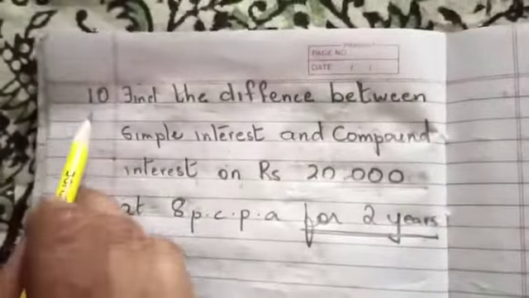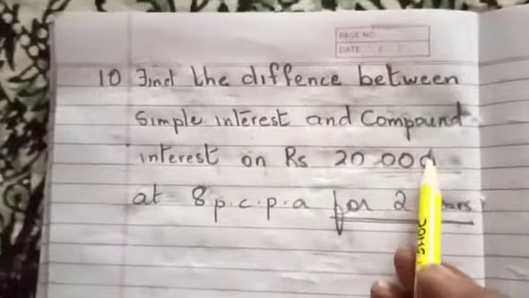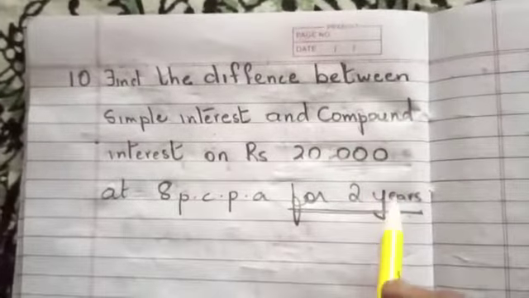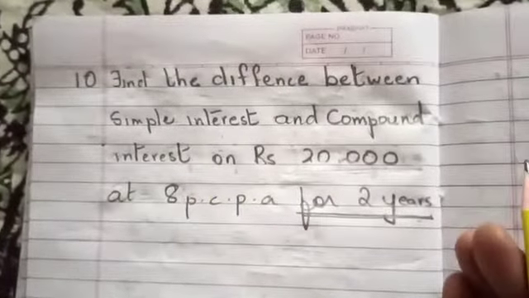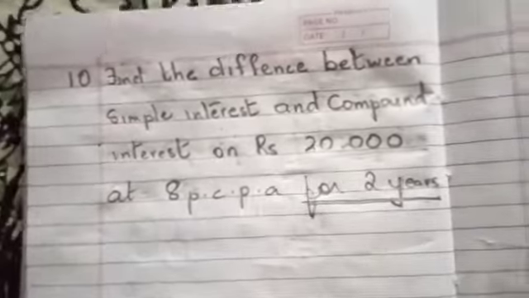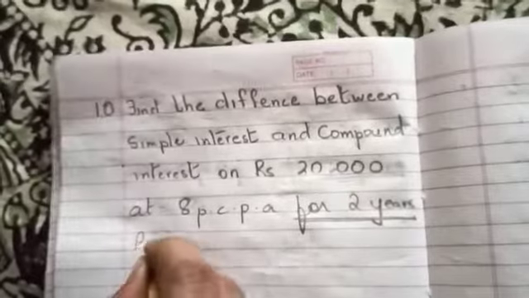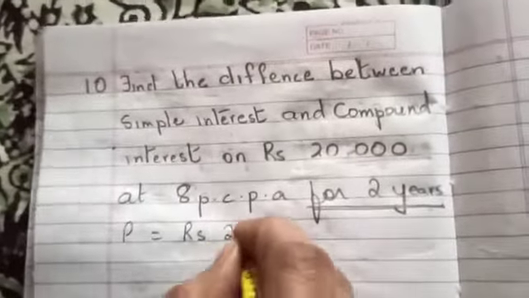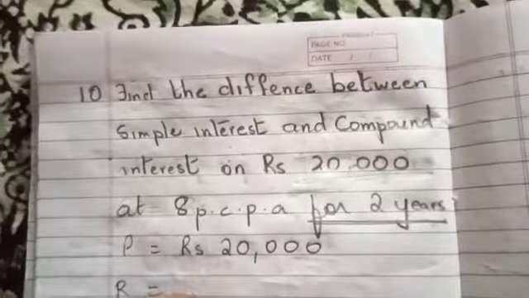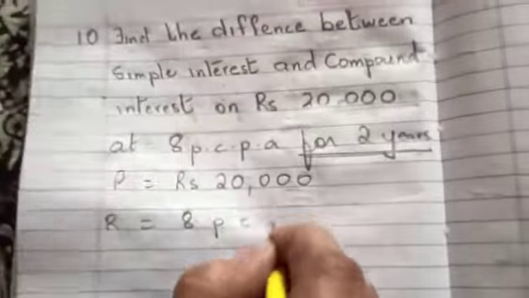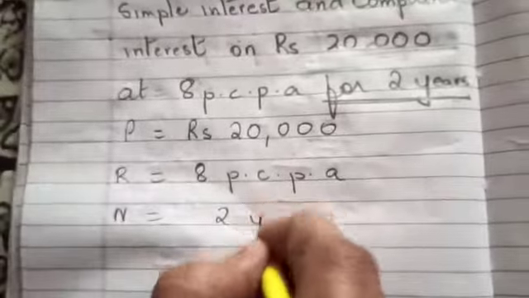Exercise 14.2, sum number 10. Now here they've asked us to find out the difference between simple interest and compound interest. That means we have to first find out simple interest, then compound interest, and see what is the difference between the two. So now let's copy the data first. You have P is equal to rupees 20,000. R is equal to 8 percent per annum. And N is equal to 2 years.